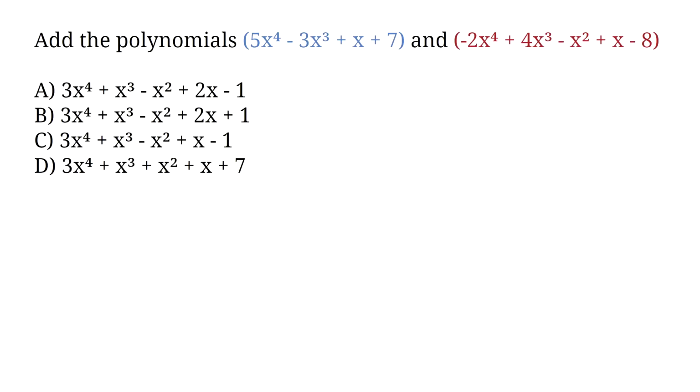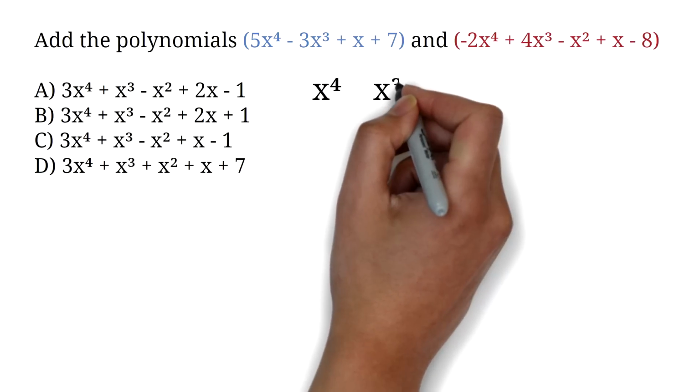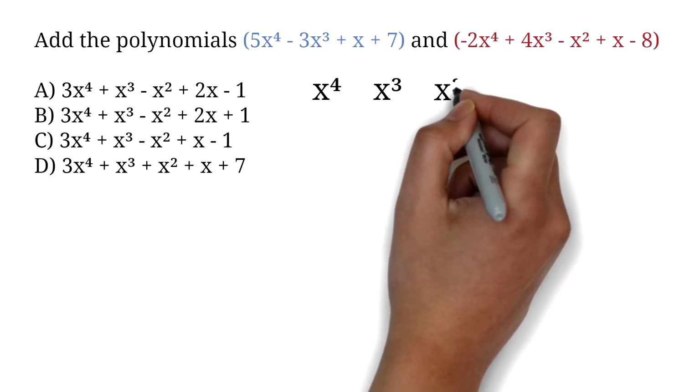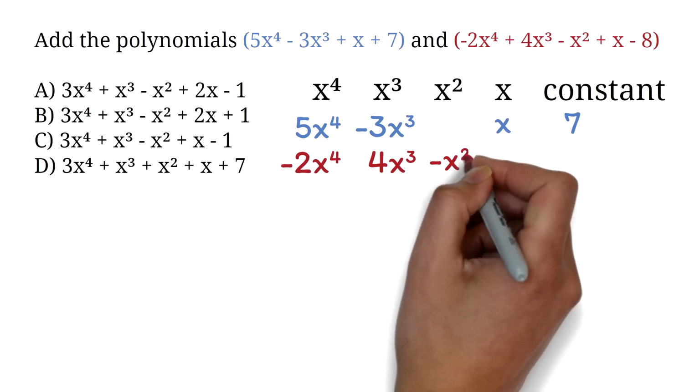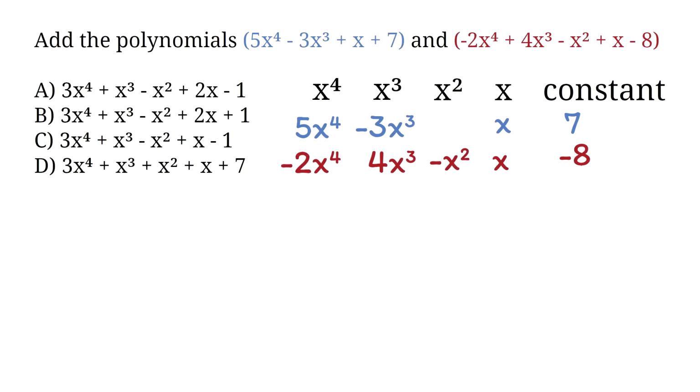You can only add like terms in polynomials. Like terms have the same variable and exponent. I will quickly write all their different terms I see. I see an x exponent 4 term, an x exponent 3 term, an x exponent 2 term, an x term, and a constant term. A constant is basically just a number without letters. We write the terms of the first polynomial under their respective terms. Next, we write the terms of the second polynomial under their respective terms.